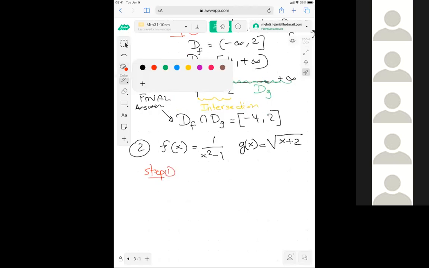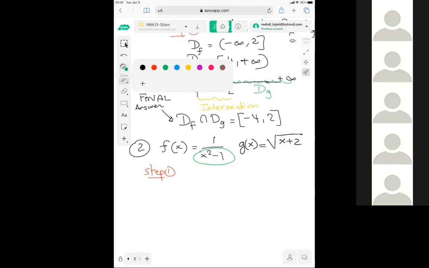domain of f. For domain of f, we don't have a square root here. However, of course, we do have a division. And if you have a division, you need to make sure that the bottom, the denominator, is not zero. So the bottom here is x squared minus 1. So I need to make sure that this x squared minus 1 is not zero, so I need to exclude any value for x for which the bottom would be zero.